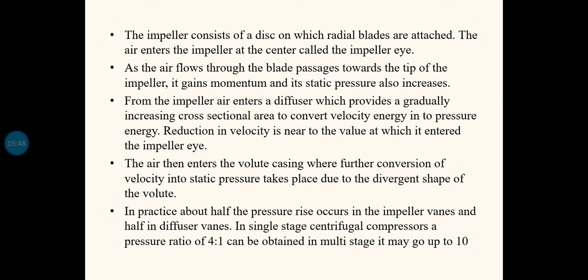In practice, about half the pressure rise occurs in the impeller vanes and half in the diffuser vanes. So if P1 is the initial pressure and the pressure is increased to a final value of P2, then half the pressure rise happens in the impeller vanes, and half the pressure rise happens in the diffuser vanes. In a single-stage centrifugal compressor, the pressure ratio we can usually achieve is 4:1, whereas in a multi-stage compressor we can attain up to 10 bar.